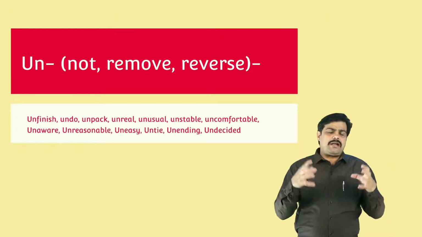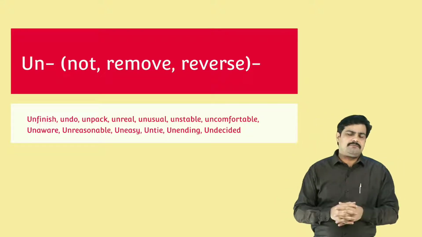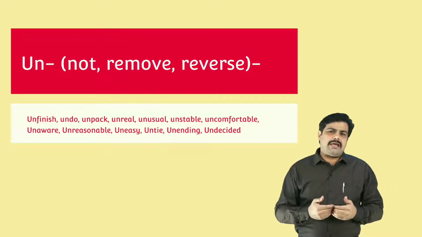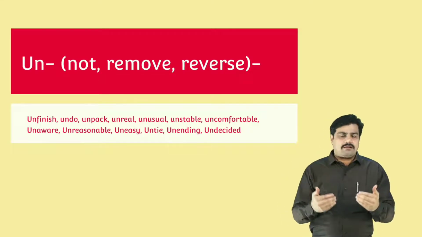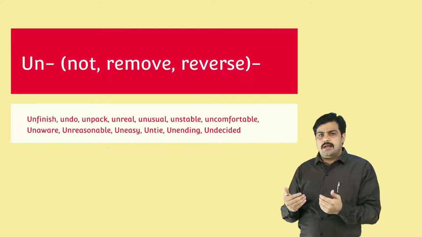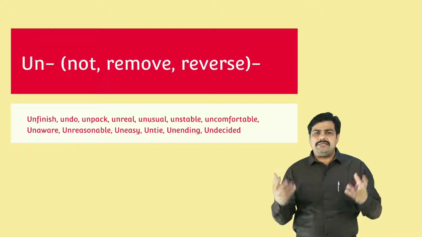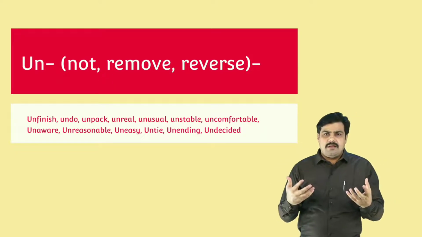Another prefix is un, and un is also a negative prefix. It means not, remove, or reverse. So there are various words which are framed on the same root, like unfinish, undo, unpack, unreal, unusual, unstable, uncomfortable, unaware, unreasonable, uneasy, untie, unending, and undecided. These are the words which are made on this prefix.